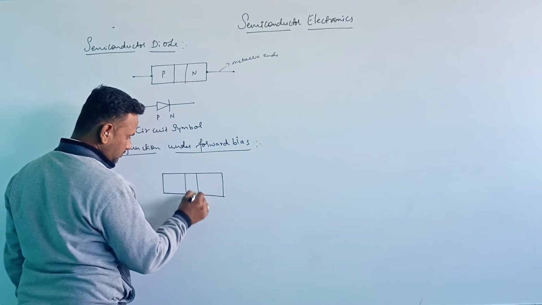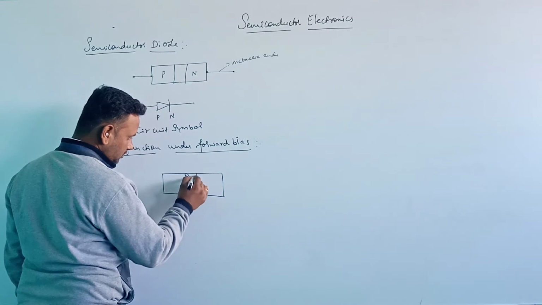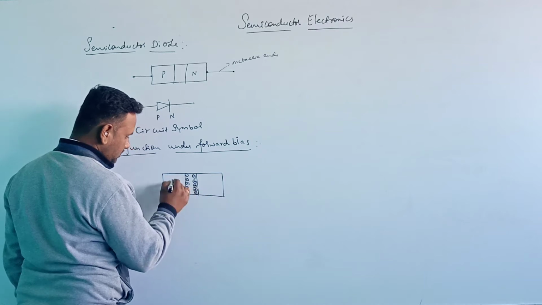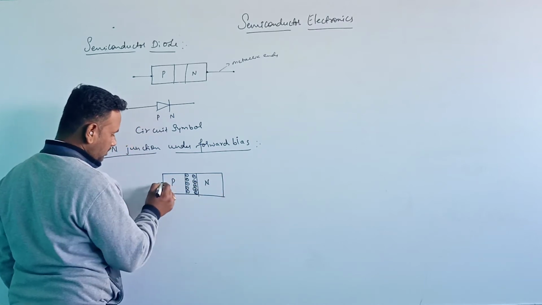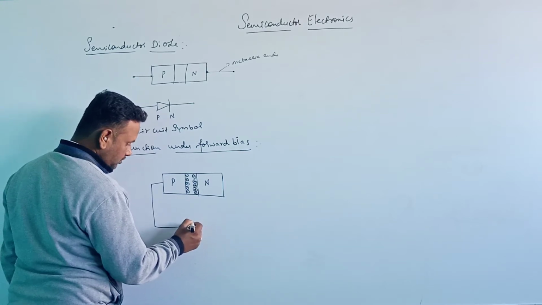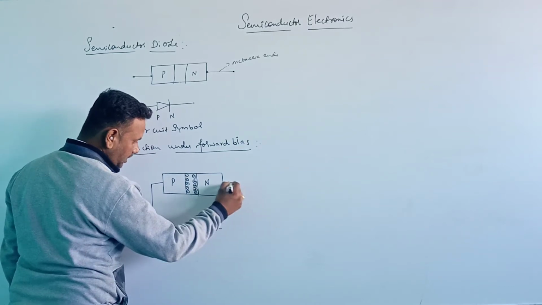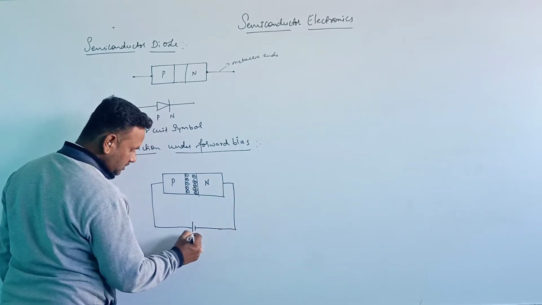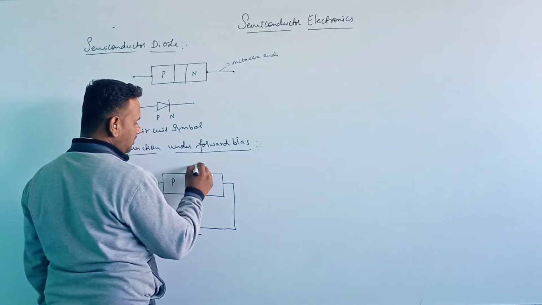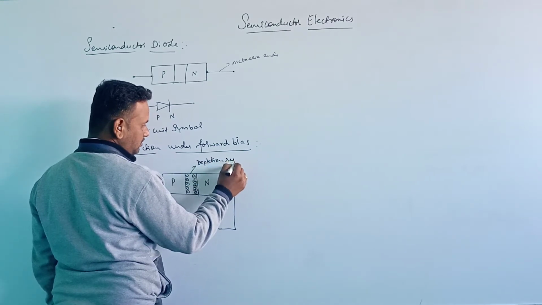This is the junction where we have negative ions and positive ions. This is P and this is N. The P region of the junction is connected to the positive terminal of the battery and the N region is connected to the negative terminal. This is positive, this is negative. And this is the depletion region.